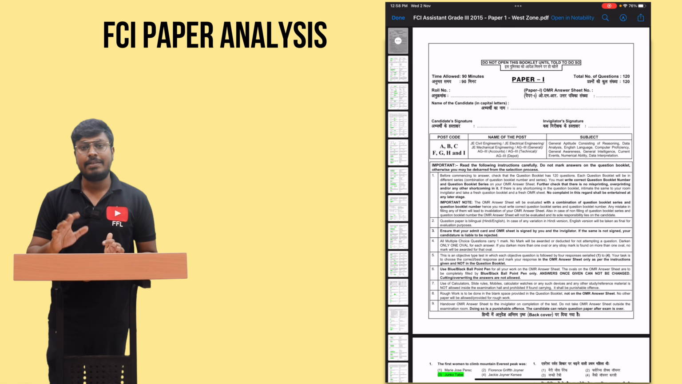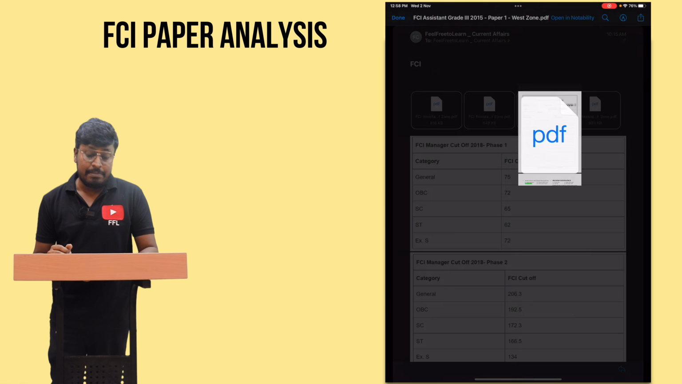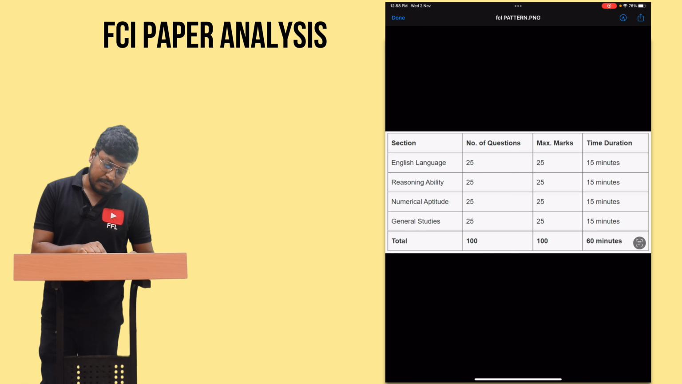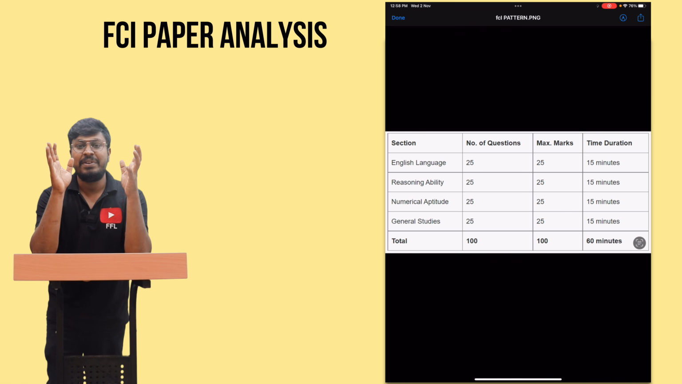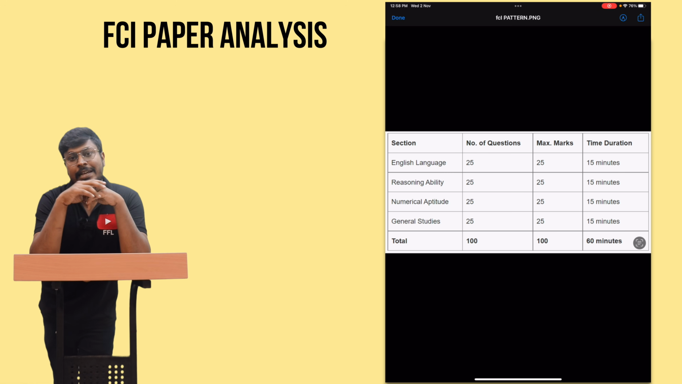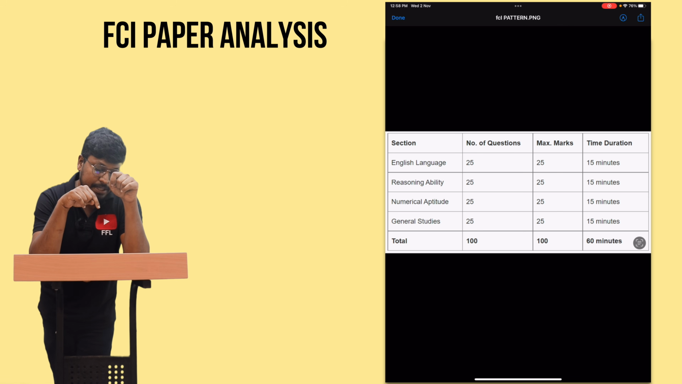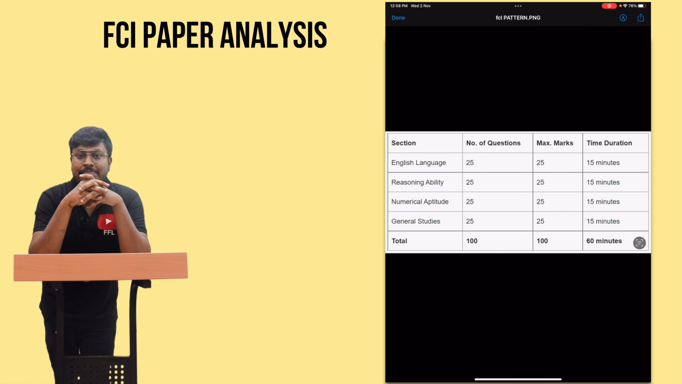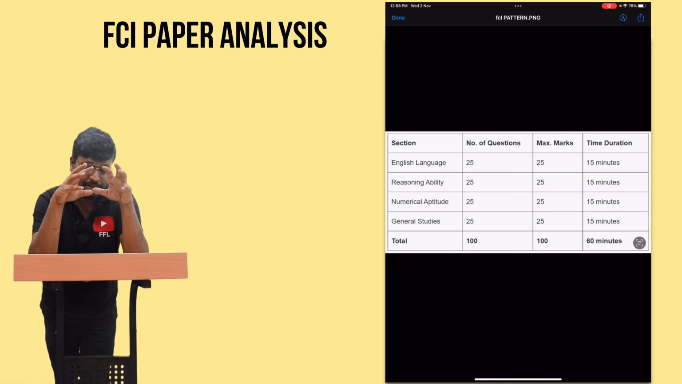The thing here is practice is important, because it is a sectional timing based exam. See, in 15 minutes you have to solve 25 aptitude questions. That is the problem here. In 20 minutes in bank exams you will be solving 35, but here only 15 minutes you have to solve 25 questions. Half a minute you have to solve one question. Only then can you solve these 25 easily.